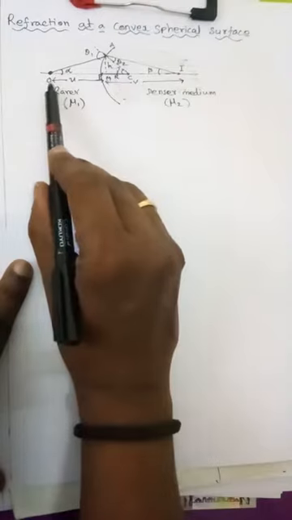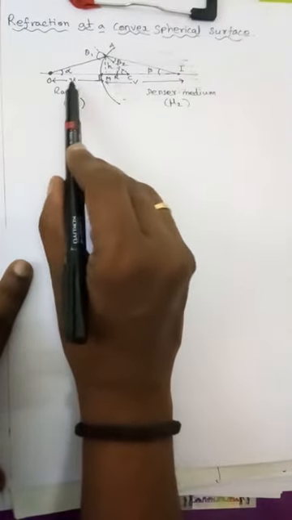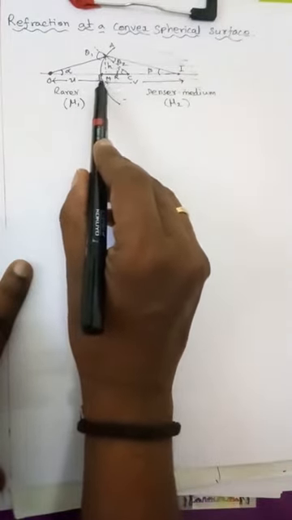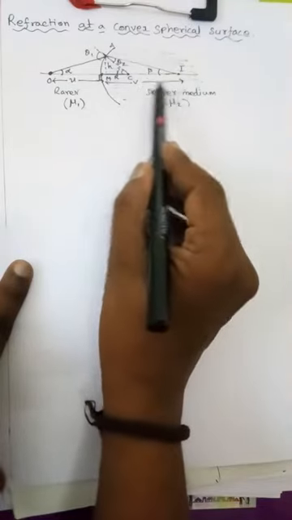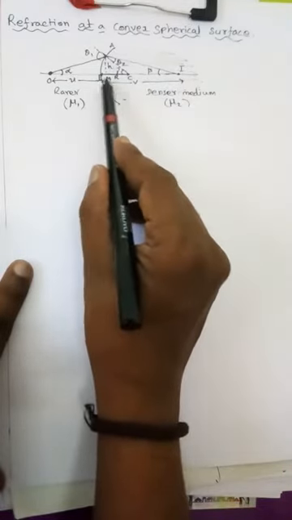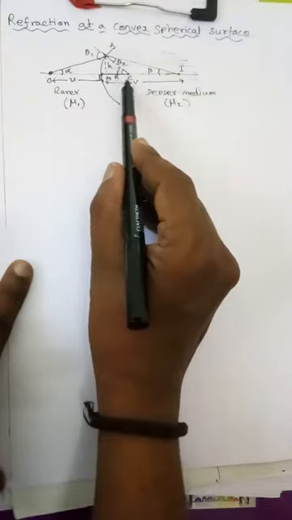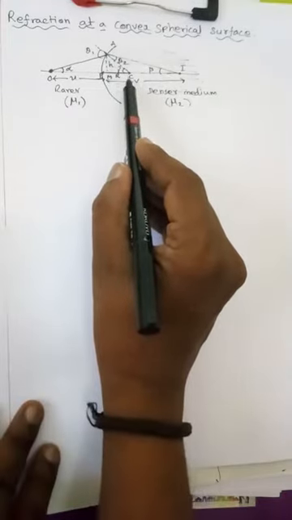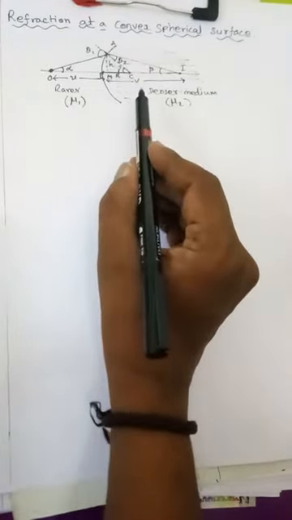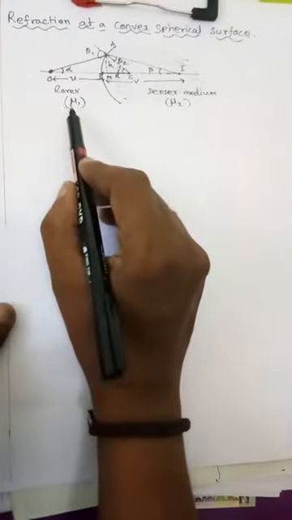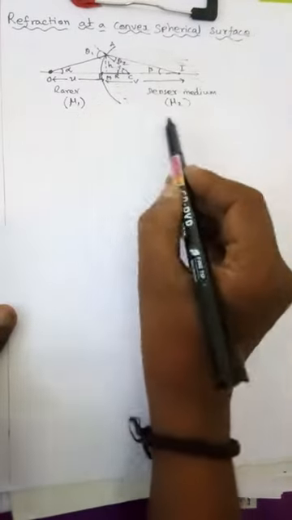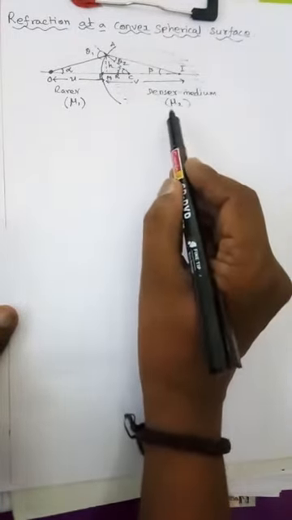So now the distance between the object and the pole is u, the distance between P and I is v. The distance from P to C is the radius of curvature R, and C is the center of curvature. The rarer medium has refractive index mu1, the denser medium has refractive index mu2.